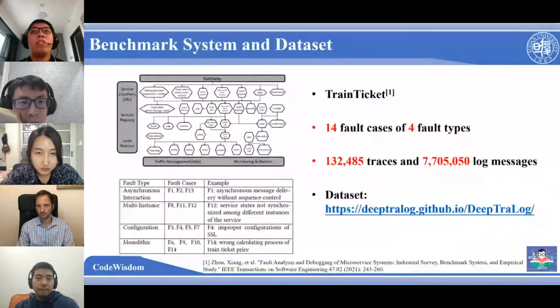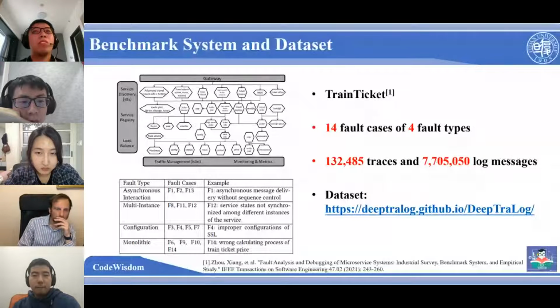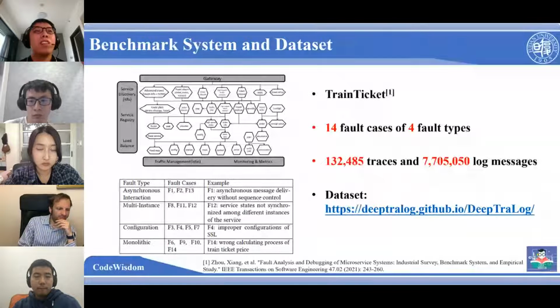And to evaluate DeepTraLog, we use the benchmark system TrainTicket. It is a medium-scale open-source microservice system and has been widely used. And we use fault injection to produce anomalous traces. As shown in the table, our dataset contains 14 fault cases of 4 fault types. And each fault case may include multiple fault instances in different services. And we have open sourced our dataset on GitHub.